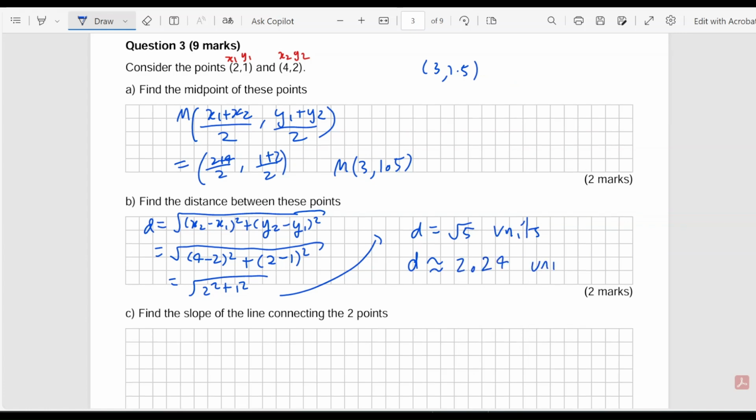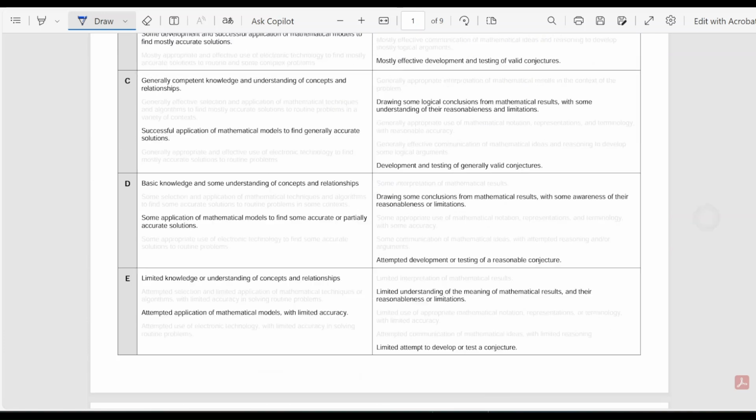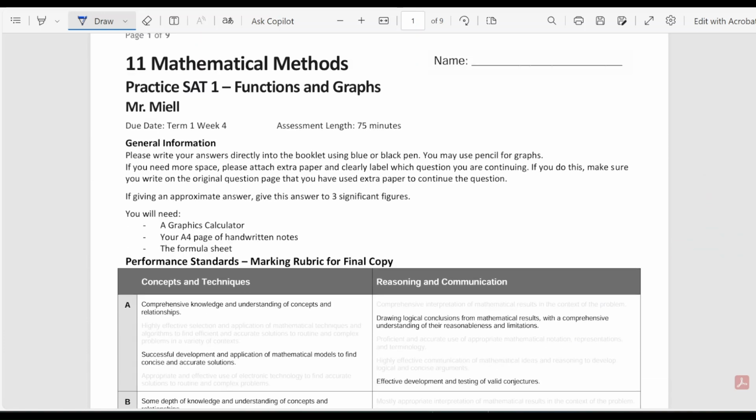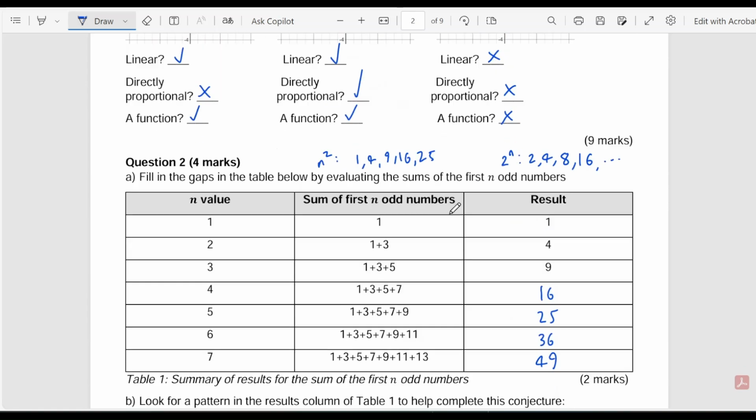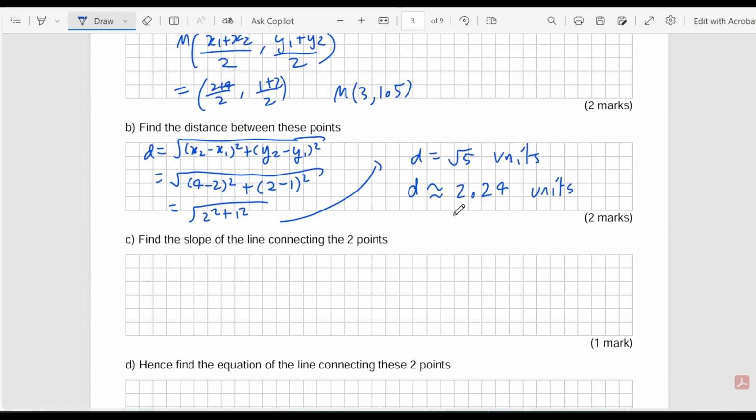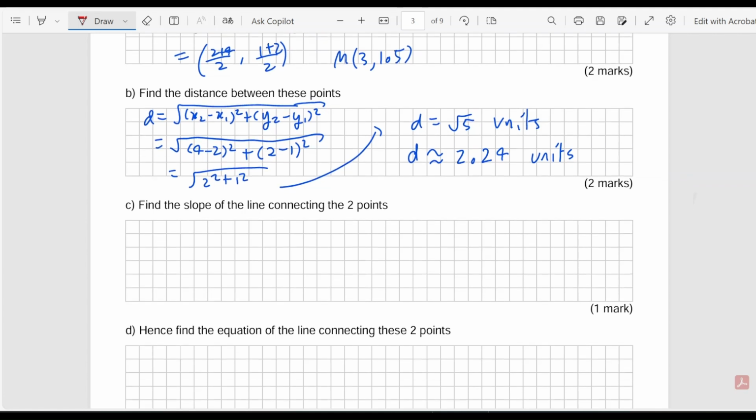So 2.24. Now, one thing that I'm going to be really specific about is your end of year Year 12 exam usually asks for 3 significant figures. So that's what we're going to do as a standard. By 3 significant figures, I mean, here are the 3 significant figures, 1, 2, 3, those 3. So that's where you basically cut your rounding off.